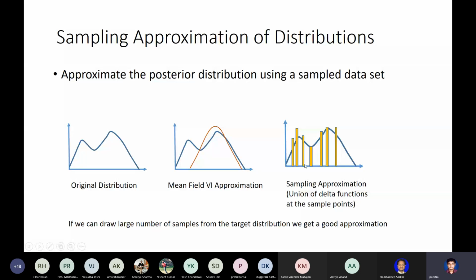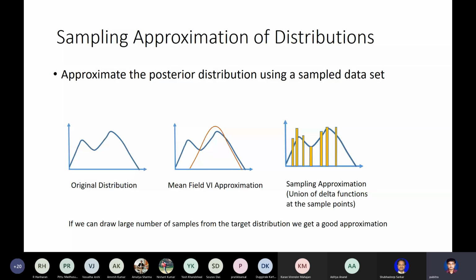So at each of the sample points, you draw a delta function. And the actual distribution is the collection of all these delta functions. So you see, if you get a large number of samples, you will gradually start approximating it well. Okay. So one thing is clear that if we can get a good sample, we can reconstruct the distribution. But the challenge is getting a good sample.